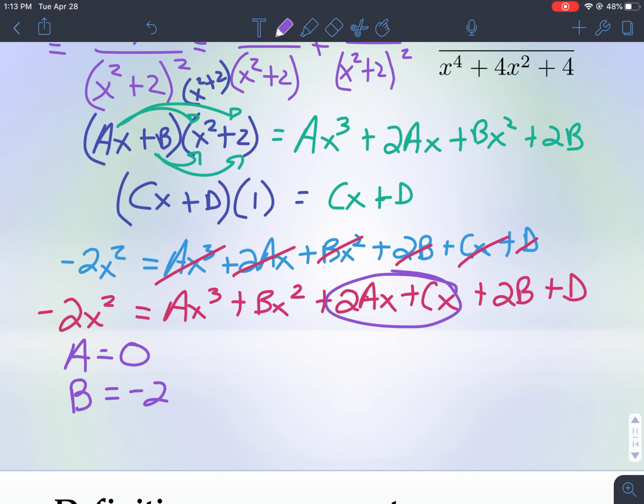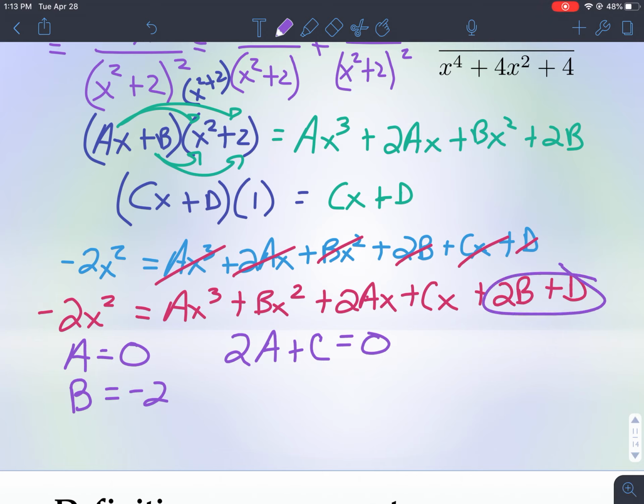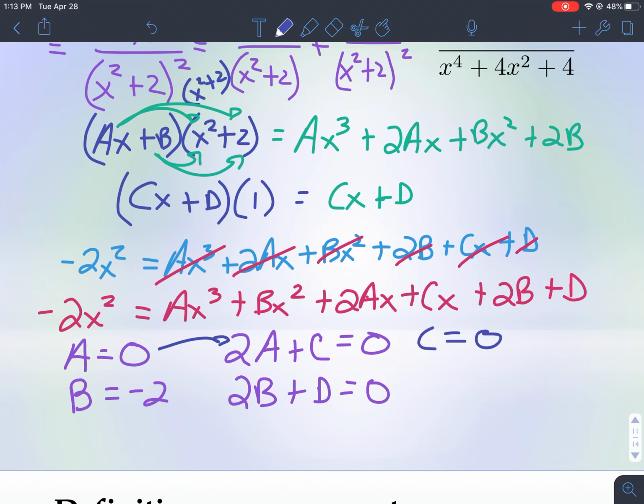Further, there is no x component in the numerator. So we can say that 2A plus C has to equal 0. Nor is there a constant. So 2B plus D equals 0. This is a system of 4 different equations, but they're relatively easy to solve. A is 0, so therefore C equals 0. B is negative 2, so this is going to lead us to D equals 4.